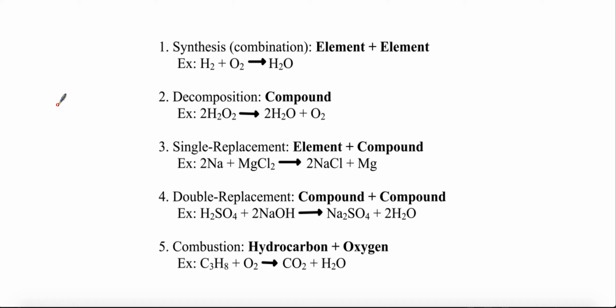If both of your reactants are compounds, then they're going to lead to a double replacement reaction. Now, just a note on this one, there are some combination reactions that have two compounds. Those are very specific types. We will discuss that in a later video, but we are going to focus on compound and compound being a double replacement, where they're going to kind of mix and match different parts of each other.